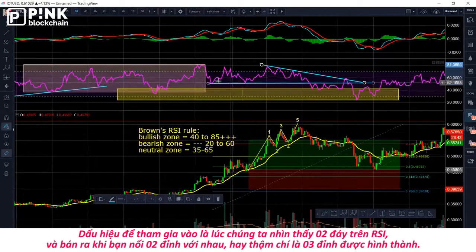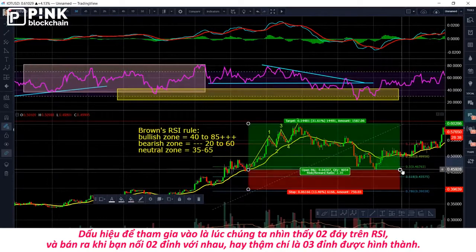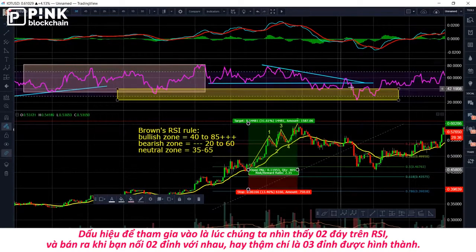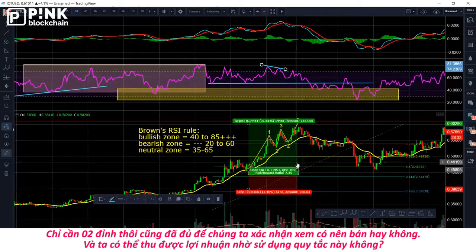So the entry signal would be to get a double bottom on the RSI, and the sell signal would be when you're getting a triple top or even a double top. Even a double top would have been enough of a confirmation right here, okay guys?